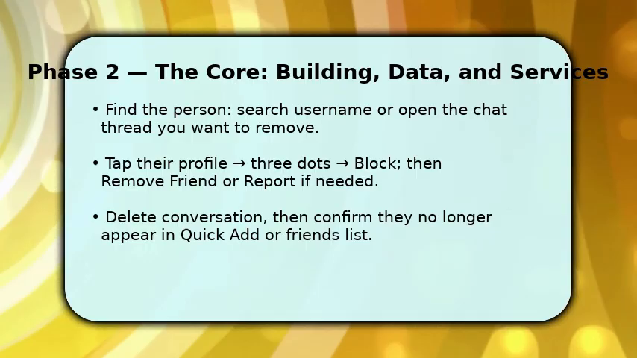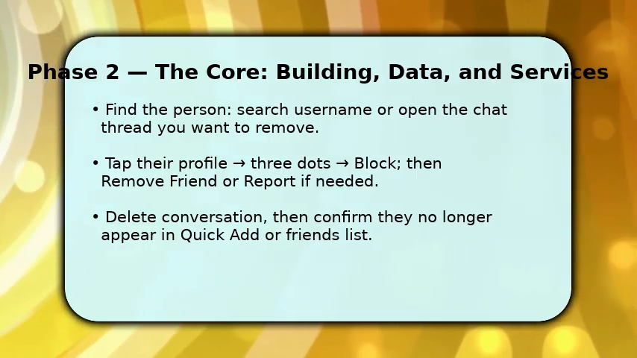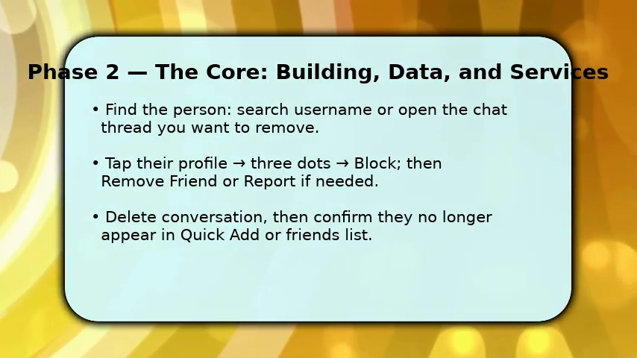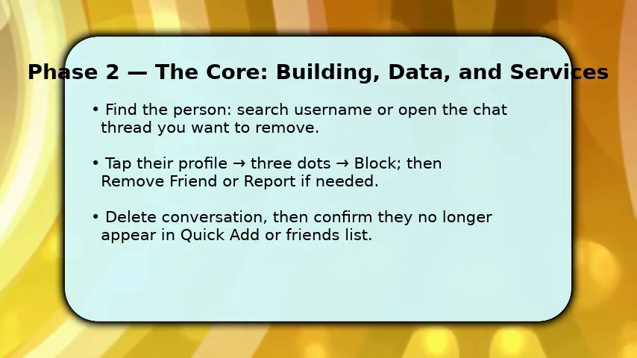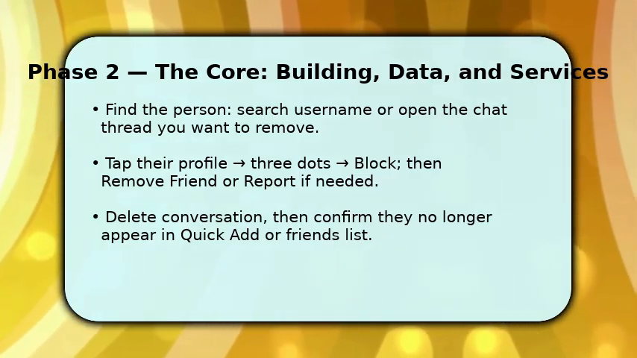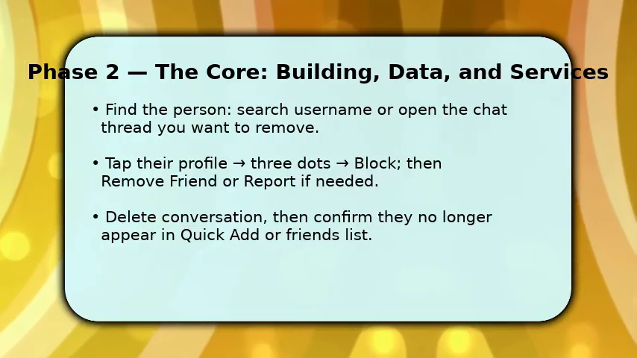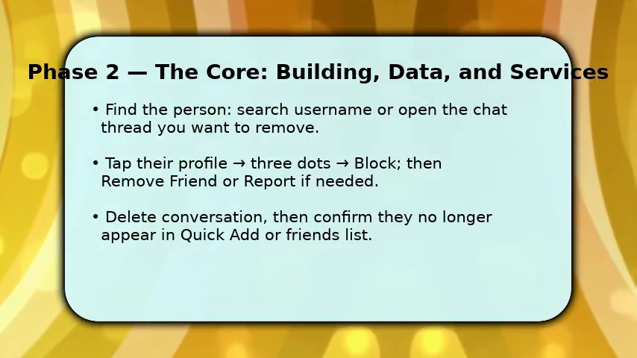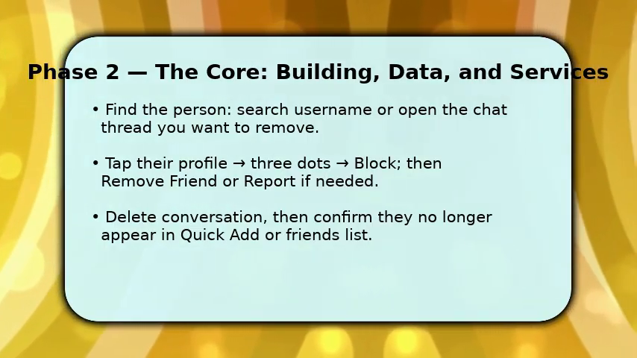After blocking, remove friend and delete the conversation to clear traces. Once done, check Quick Add and your friends list. If they still appear, repeat blocking and ensure contact sync is off. This focused removal prevents that number from contacting you via Snapchat directly.